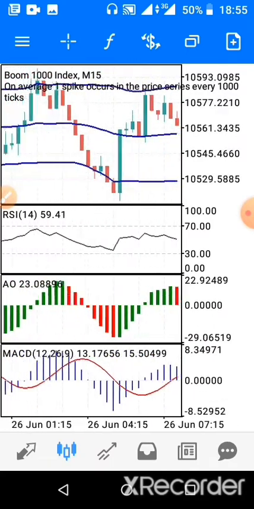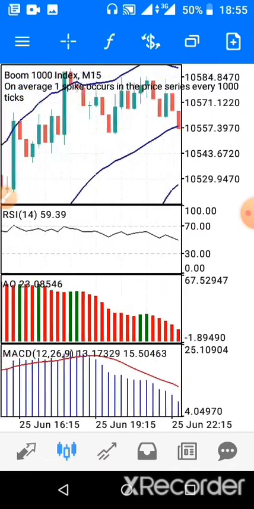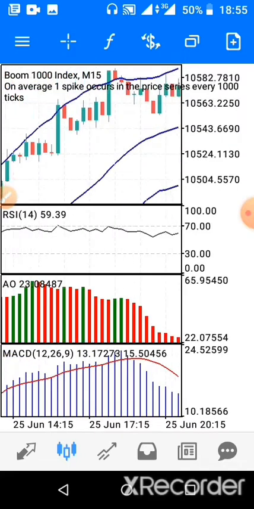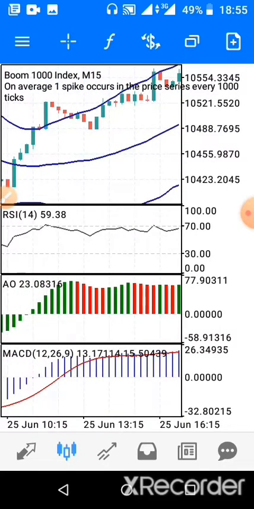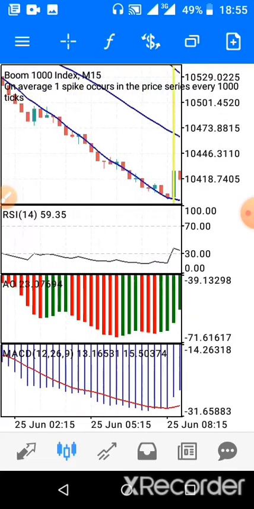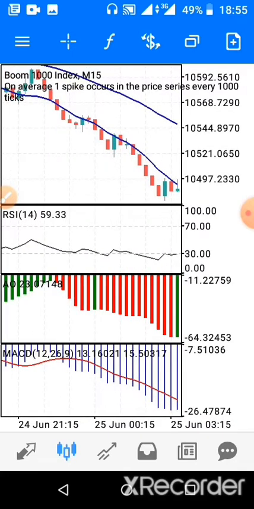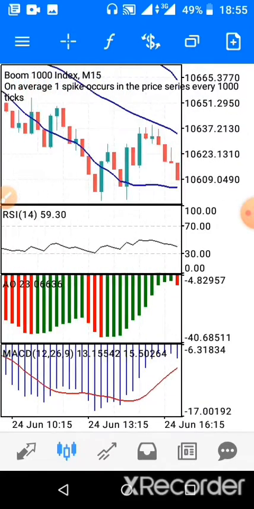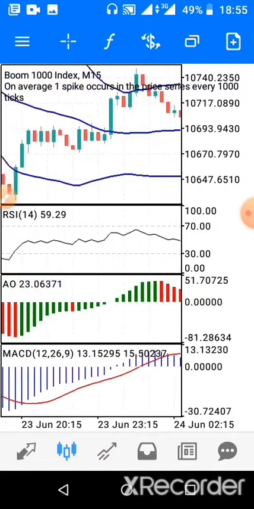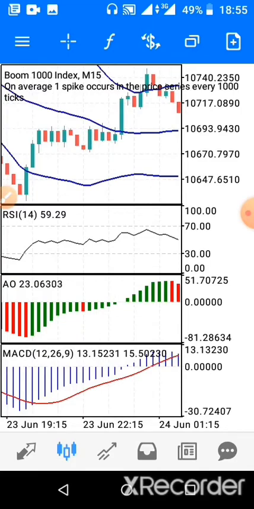For you to catch divergence, you simply look at your indicators, the RSI or the awesome oscillator. If your awesome oscillator is pointing down and your chart is pointing up, that means the market is going to go down. If it's the opposite, that means it's going to go up. So if your indicator is pointing up, then the market is going down.